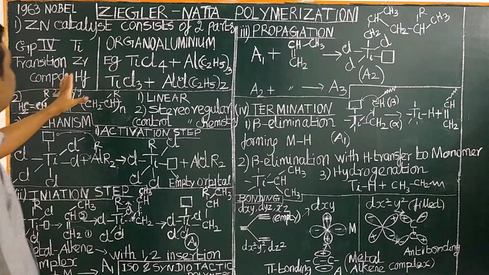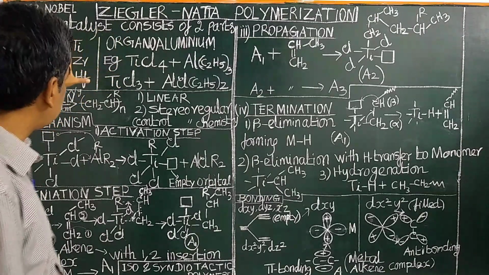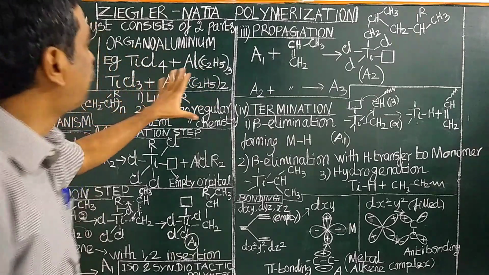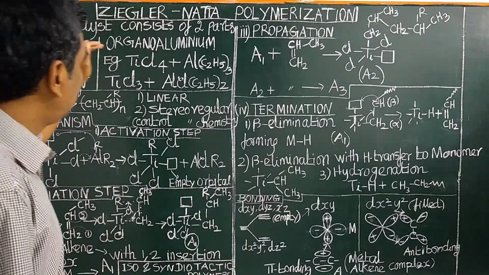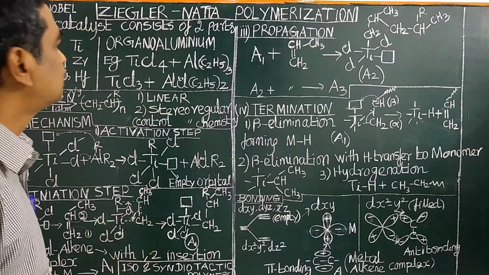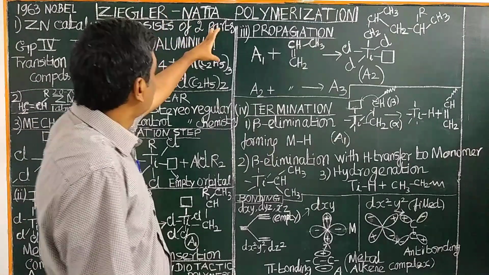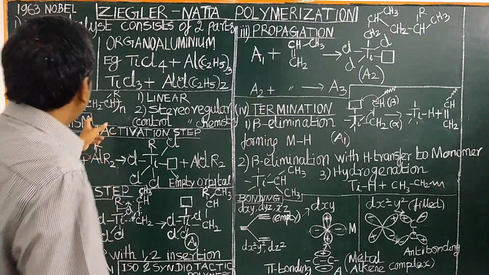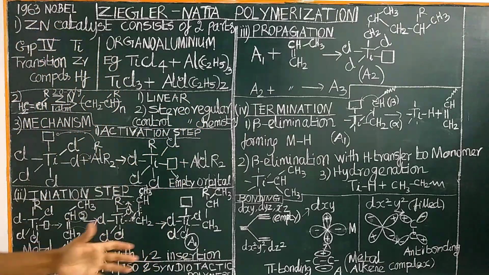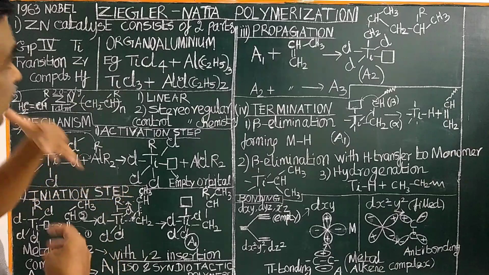Now, this catalyst was discovered by Carl Ziegler, a German chemist, and he used it to polymerize olefins, substituted olefins. Okay. Later on, Natta, an Italian chemist, found that the polymers obtained are stereoregular. For example, isotactic or syndiotactic polymers are obtained. So, they were given the Nobel Prize.